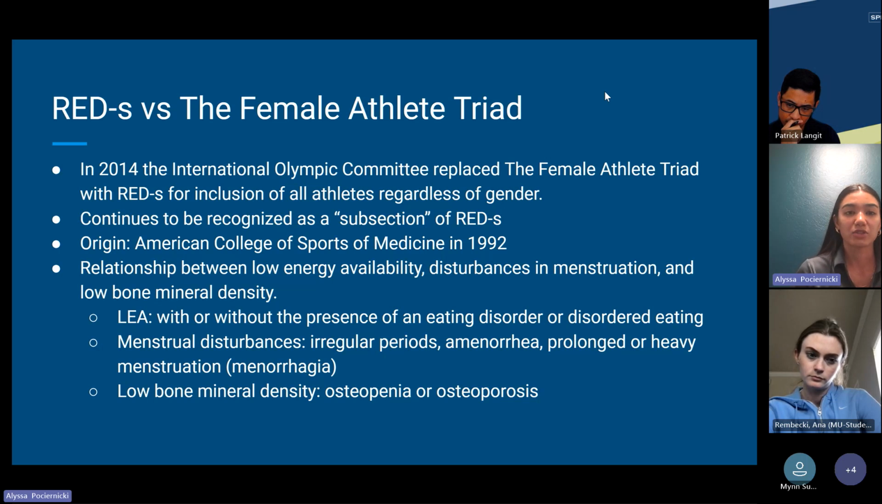And then heavy menstruation is when their flow is super heavy throughout the whole time and doesn't really decrease or let up at any point during their cycle. And then low bone mineral density is attributed to osteopenia or osteoporosis.